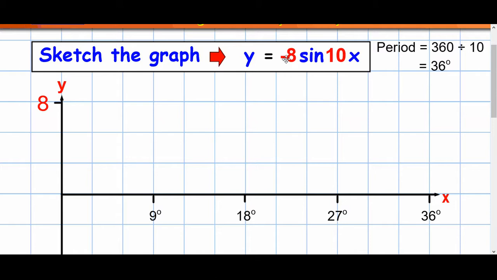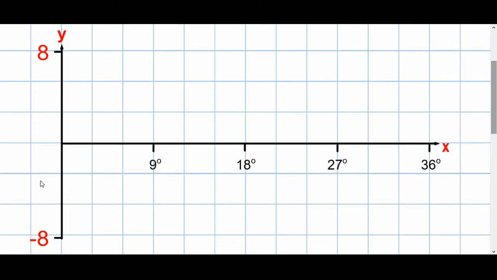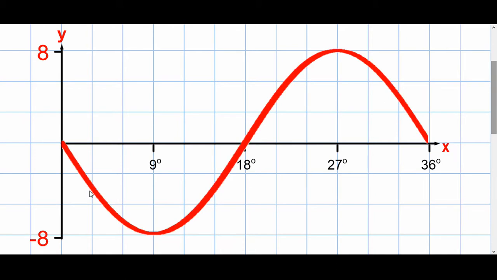Now we've got to be careful here, it's a negative graph, so that flips it over. So instead of going up, we're going to go down, and then up, and again try and get a smooth curve, so it should look like that.